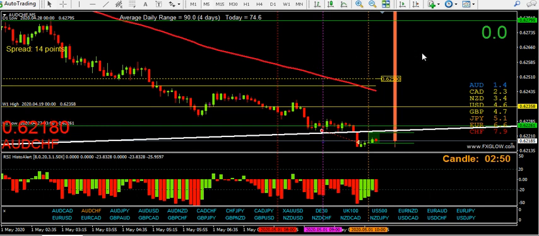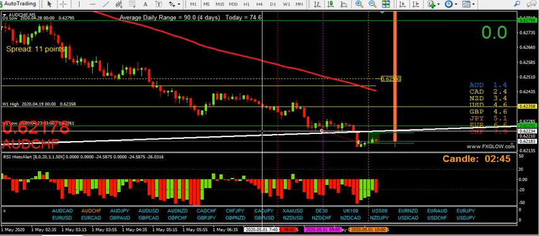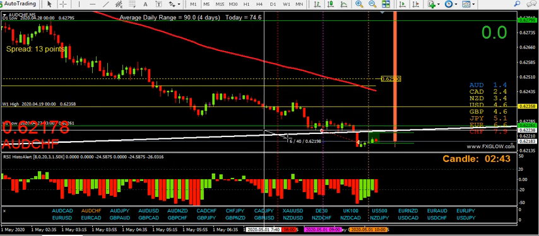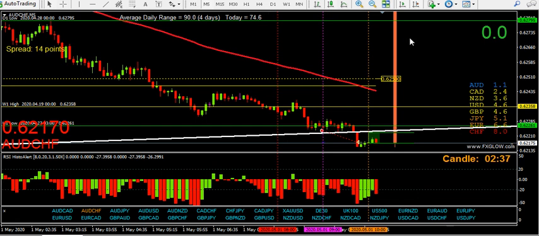So that's it, guys. Net 6 pips, which is more than I require this time of the morning, just over 6 pips. And there you go, another day, another trade.